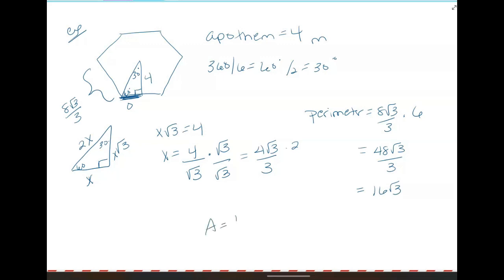So we have area equals 1/2 perimeter, which is 16 root 3, times the apothem, which they gave us is 4. And when you simplify that, we're simply going to get 32 root 3 meters squared.